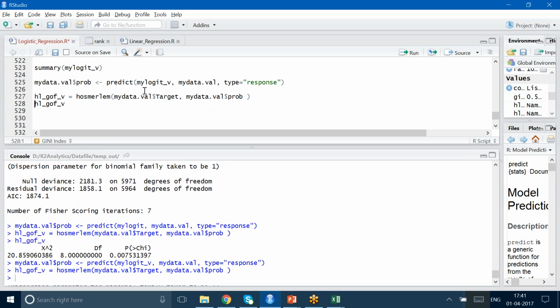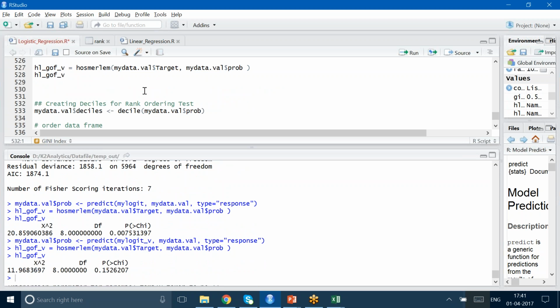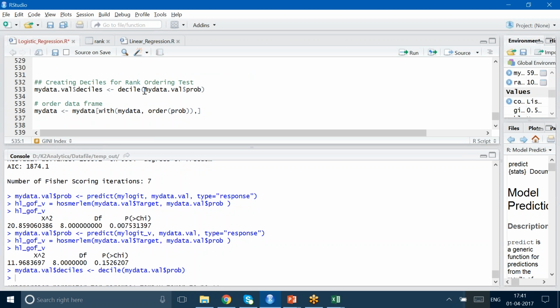Okay, now let us see goodness of fit. Okay, the goodness of fit is there. So let me check the deciling using the mydata.val. Okay, so this one is working. Probabilities. Deciling is what I've done.